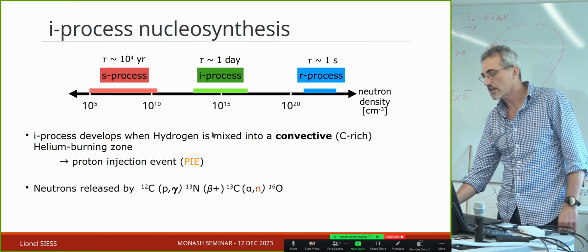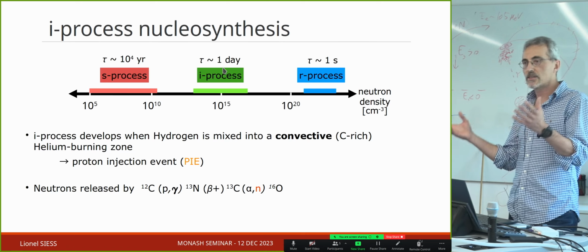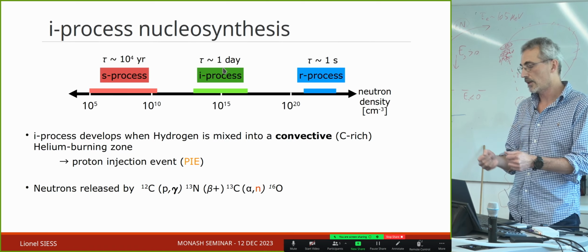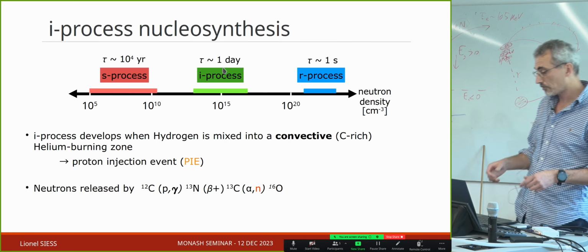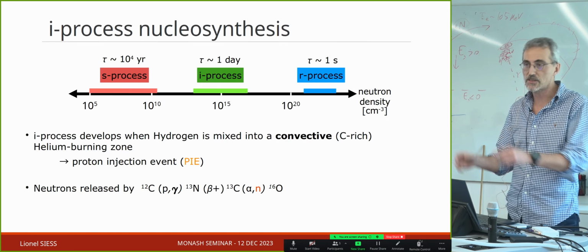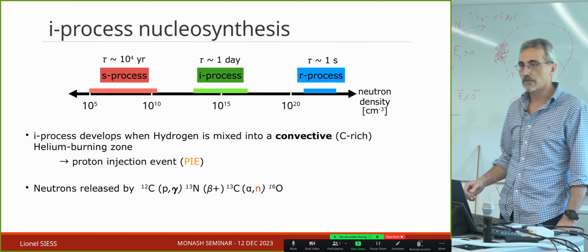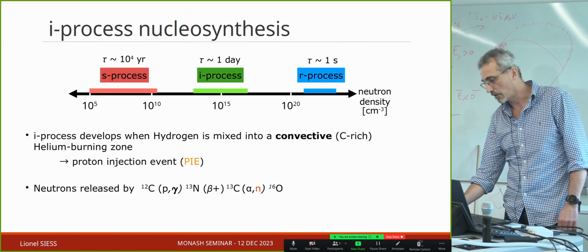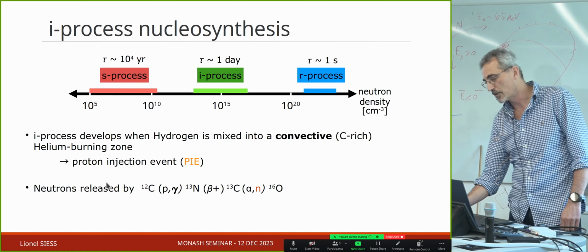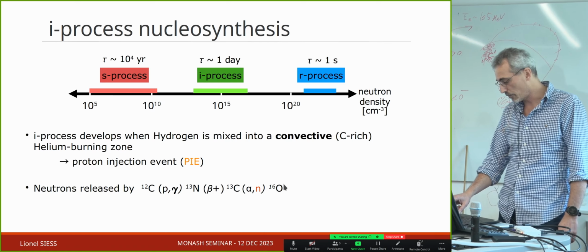And in this process, to activate the I process, as I will describe, you need to mix protons into a convective helium-burning zone. I will describe all these processes, and that's what we often refer to as proton injection events, PIE. You will see that term very frequently. And neutrons, as I will describe, are produced the same way as during the radiative S process.